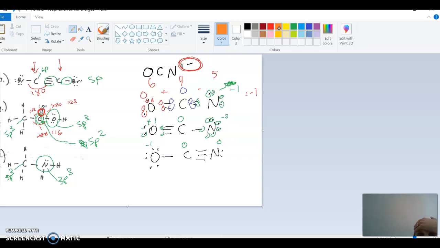Now I have to decide which one is the best structure. The best one would be the one where the more electronegative element has a negative charge. The most electronegative element is oxygen in this group, so I want one with a negative charge. I can see this one is a positive, this one is a 0, which is okay. If they were all 0, that'd be pretty nice, but that's not possible here. So this bottom structure is the best one. The reason is because oxygen is most electronegative, and it has the most negative formal charge.